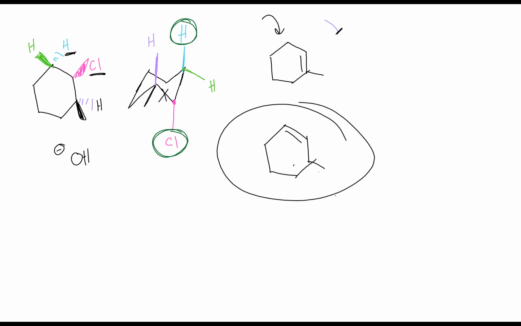To do an elimination with a hydrogen on a cyclohexane, that hydrogen has to be trans to our leaving group. So if our leaving group is on a solid wedge, the hydrogen has to be on a dashed wedge. If our leaving group is on a dashed wedge, our hydrogens have to be on a solid wedge. Yes. All right. So that's the anti-periplanar idea.